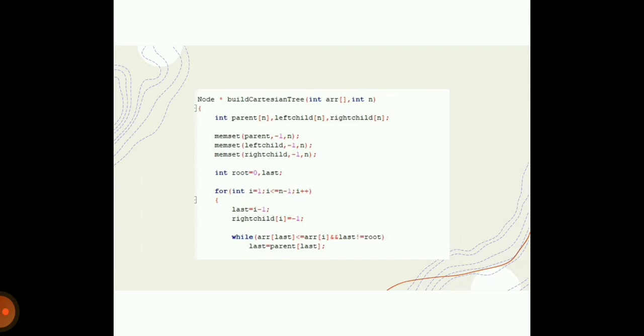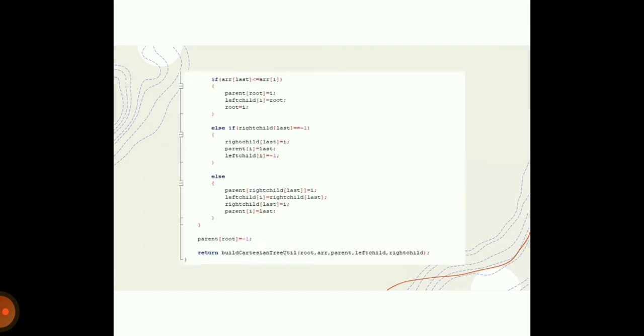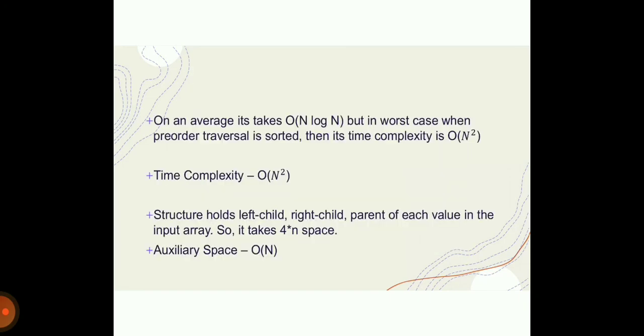From looking at this program we can see that in this function there is one for loop, and inside this for loop there is one while loop. So on average it takes order of n log n time, which is similar to heap sort, and we are using min or max heap representation. But in the worst case, when the pre-ordered traversal is already sorted, then its time complexity will be order of n square.